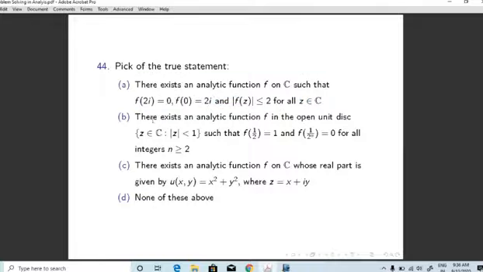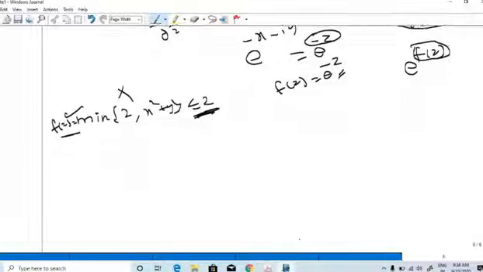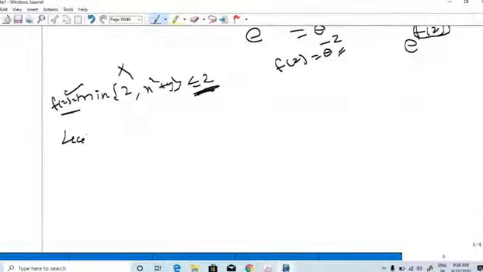Similarly, look at the second option. There is an analytic function f in the open unit disk such that f of 1 by 2 equal to 1 and f of 1 by 2 power n equal to 0 for all integers n. Now again use the identity theorem. Fourth problem, the second option.